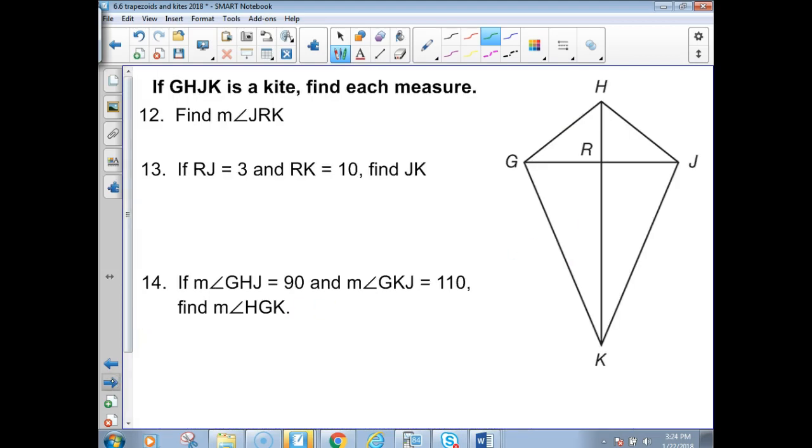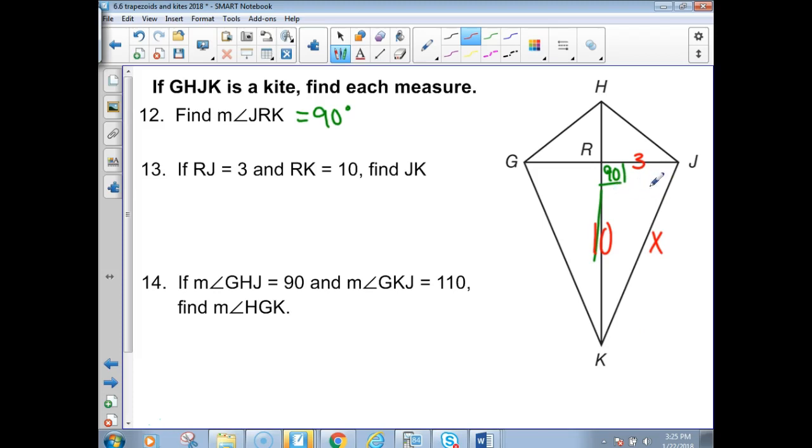All right, let's just move on to a few problems. Let's find the measure of angle JRK. JRK. That's right here. How big is it? All right, 90 degrees. Diagonals are perpendicular in a kite. Then it says JR is 3, and RK is 10. RK, okay, all the way here. What's JK? I'm not just kidding. I want you to find it.